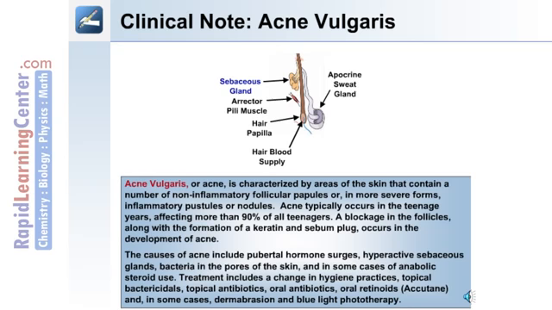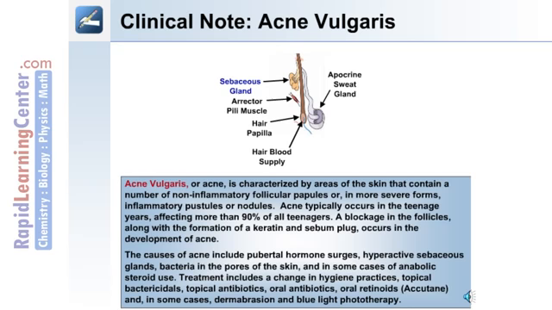The following is a clinical note on acne vulgaris, or acne. This is characterized by areas of the skin that contain a number of non-inflammatory follicular papules, or, in more severe forms of acne, inflammatory pustules or nodules. Acne typically occurs in the teenage years, affecting more than 90% of all teenagers. Usually a blockage in the follicles along with the formation of a keratin and sebum plug occurs in the development of acne.